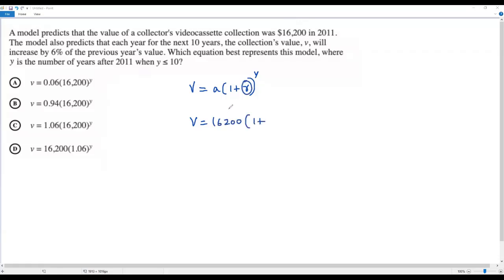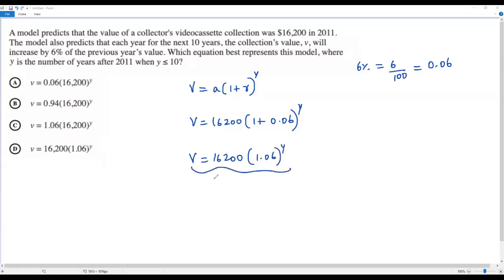R is the growth rate in percentage. It is 6%. We can convert this 6% to a decimal. For that we write this 6% as a fraction. When I divide 6 by 100, I get 0.06. So 0.06 to the Yth power. So V equals 16,200 times (1 + 0.06), which is just 1.06 to the Yth power. We find this equation in option D. So the correct answer choice for this question is option D.